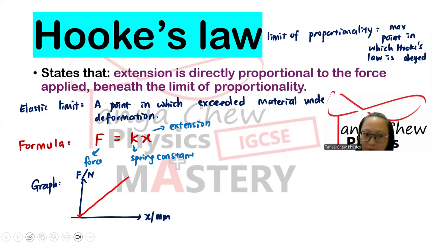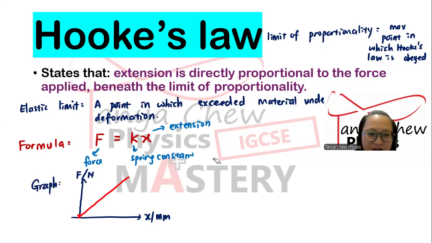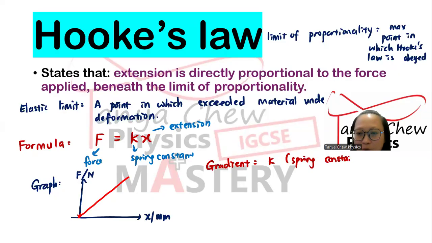Wow, we drew a graph. Remember what I told you? When the graph is being drawn, there are two pieces of information that you could obtain from it. One is the gradient of the graph. The gradient of the graph, in this case, represents the spring constant. So if you see a graph plotted, F against extension, bear in mind that the gradient of the graph represents the spring constant. Then, the area under the graph.